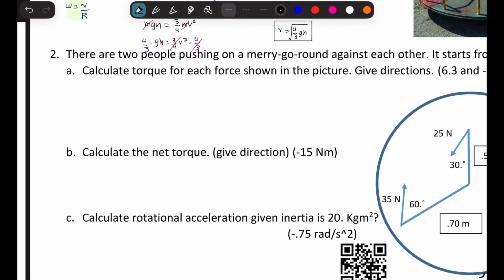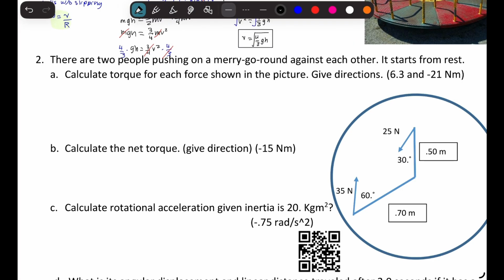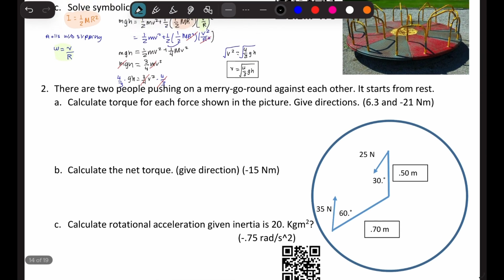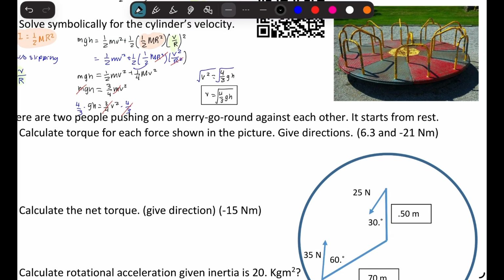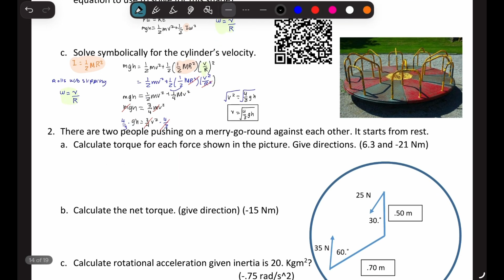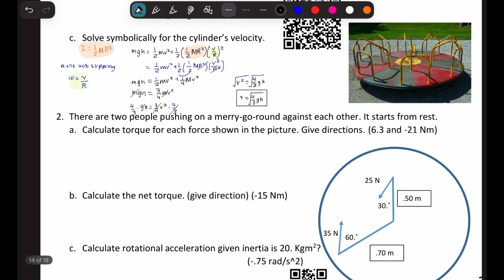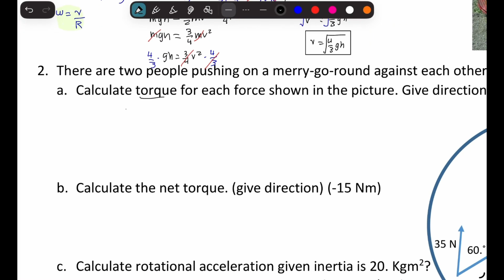Now, there are two people pushing against each other on a merry-go-round. It starts from rest. Calculate the torque for each force shown in the picture and give directions. We can see that we have this picture up here, and they're pushing each other. What do we want to find? The torque. So the torque formula is going to be equal to RF sine of theta.